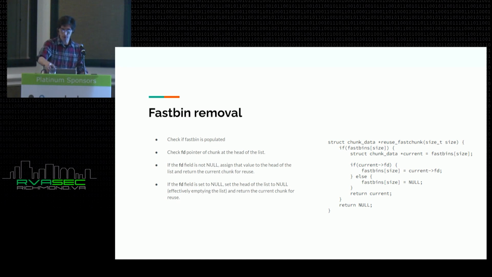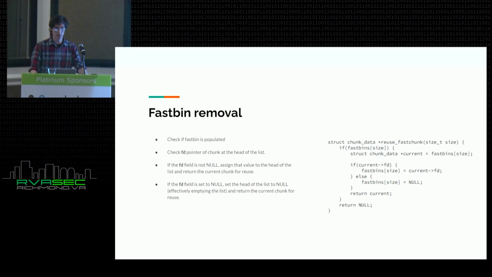All right, fastbin removal. So this is what happens if we're reusing a fast chunk. If we're making an allocation and we look at our fastbin index and something exists there that would fit that allocation, this is the code that's going to actually provide back that chunk for reuse. Essentially, it's going to check the forward pointer of the chunk at the head of the list. If the forward field is not set to null, then assign the value to the head of the list and return the current chunk for reuse.